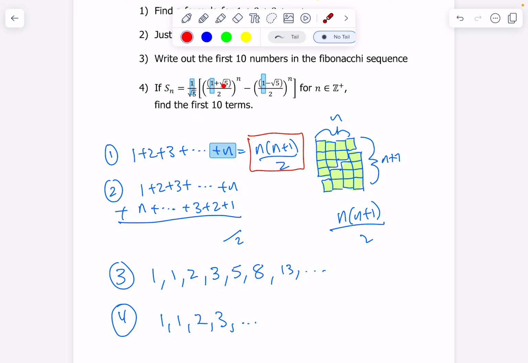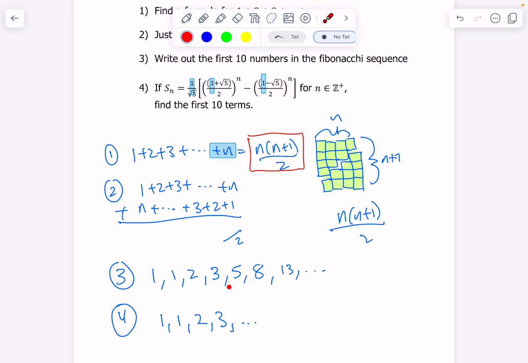Plus, if you do 1 plus the square root of 5 over 2, we talked about this in class, 1 plus the square root of 5 over 2 is approximately 1.61 something. It is the golden ratio. So buried inside of the Fibonacci sequence is the golden ratio. We spent a little bit of time in class talking about the golden ratio and its connection to the Fibonacci sequence, but I'm going to cut that here.